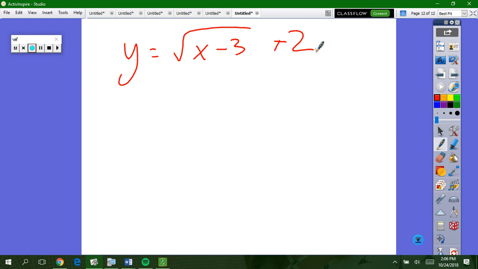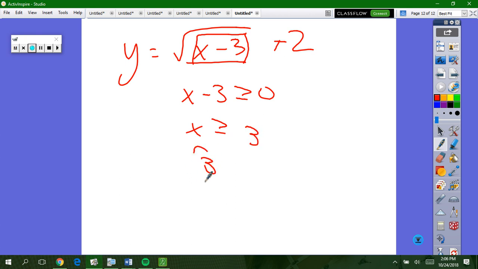To infinity. Why? Because it does shift me 3. But basically, what can we never have underneath a radical? We can have 0. It's okay to be 0, but we don't want it to be negative. So don't we want the stuff underneath the radical to always be greater than or equal to 0? Correct? So solve it. If I solve that, what do I get? X has to be greater than or equal to 3, which would be 3 to infinity, or x such that x is greater than or equal to 3.